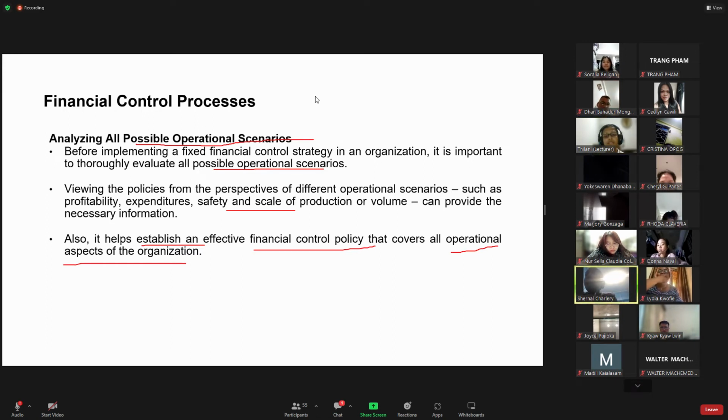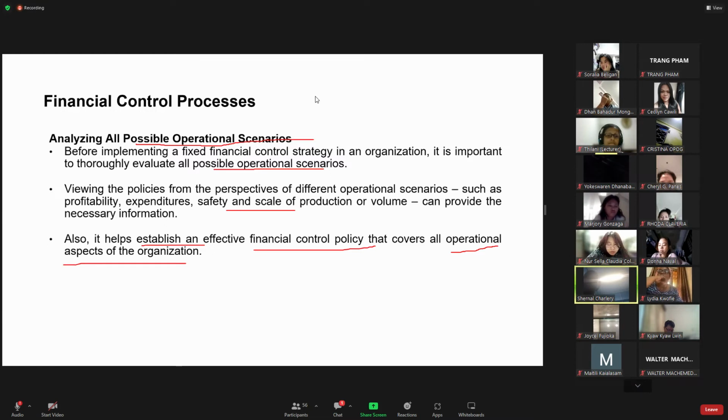Yes. What do you understand by this term, analyzing all possible operational scenarios? If anyone else knows the answer, you can also raise your hands and I will ask you to unmute. You can answer. Shana, you can answer that question.